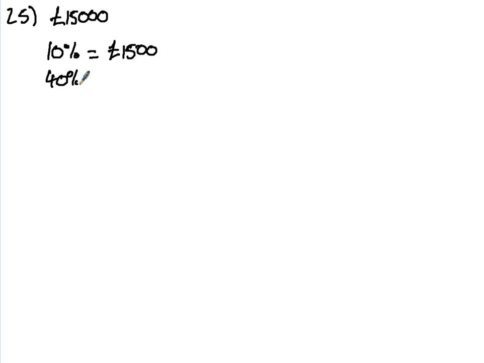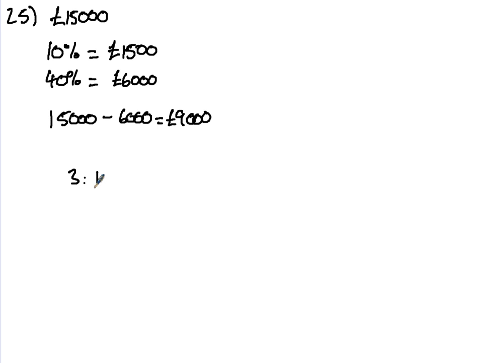So then there's 40%. If we times that by 4, that'll give us £6,000. So if I now do £15,000, take off the 6,000, which gives us 9,000. That's what she's got left. And then splitting it in the ratio of 3 to 1 to 2. So 3 is for living expenses, put L. 1 is for clothes, and your 2 is for entertainment. So living, clothes, and entertainment.